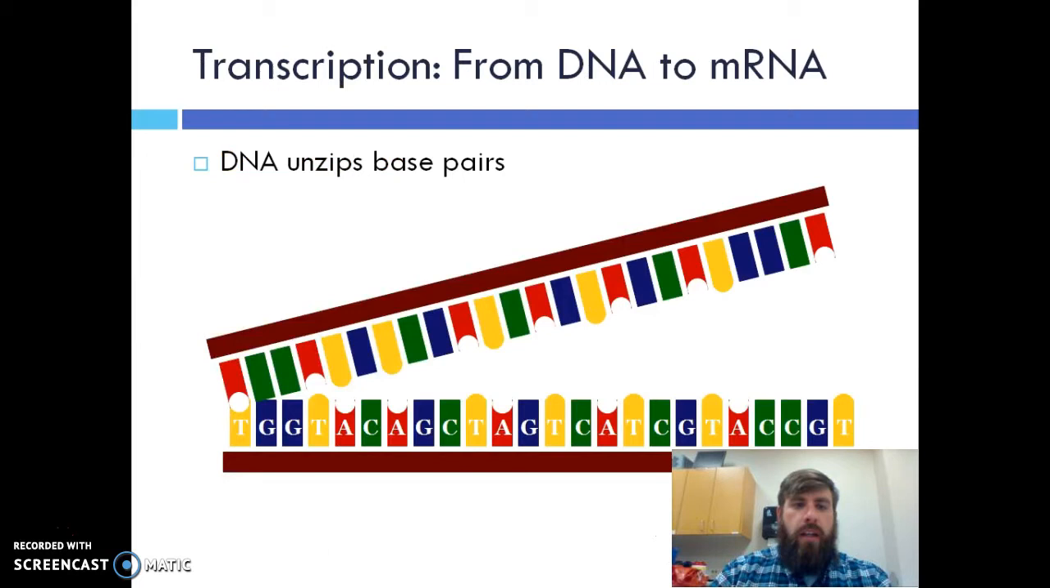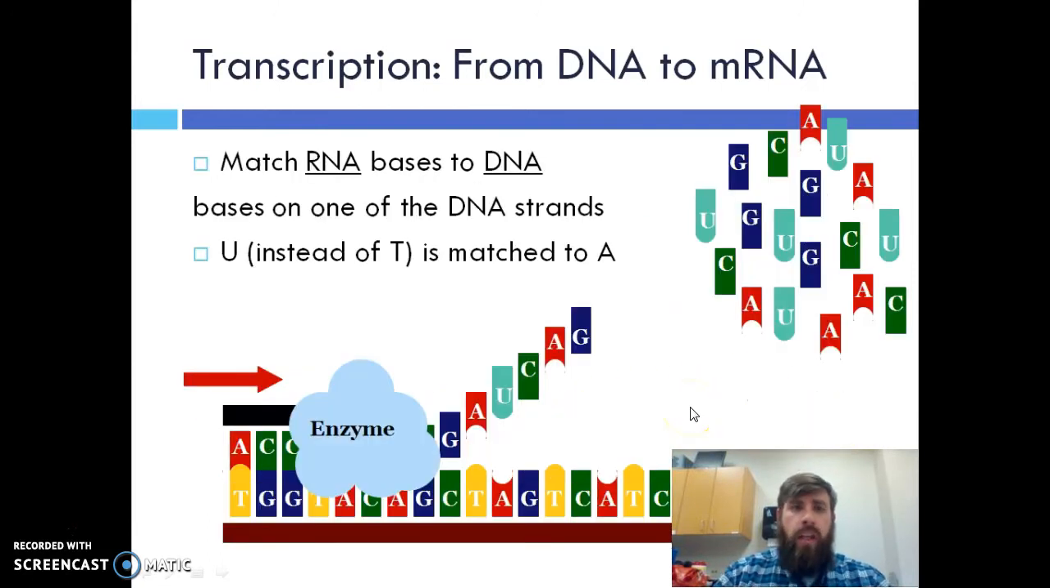So to transcribe something is to write something down or to copy it. In the process of transcription, the first thing is the DNA has to unzip. It's like a big zipper and it's got 2 sides, but we need to be able to read these bases that are here, which are nitrogen bases. You notice that the T isn't here right now because this is a DNA molecule. We're going to unzip it and use this side right here as our template. Now, during transcription, we are going to match RNA bases to DNA bases on one of the DNA strands, and we're going to use U instead of T if there is an A. So you can take a look at our strand here. We had a T here, so we had an A, and we can work our way through this.